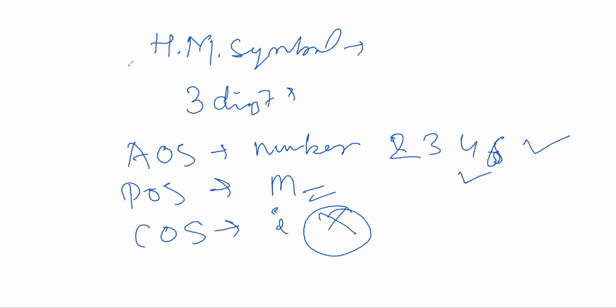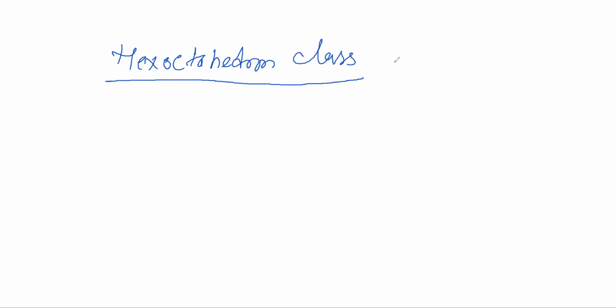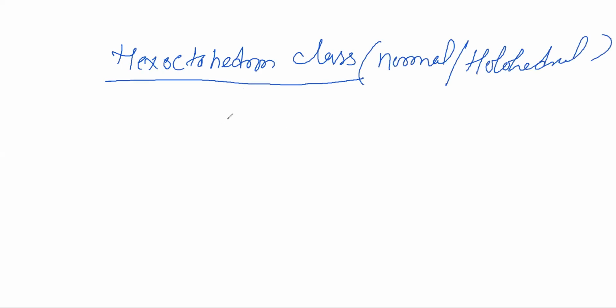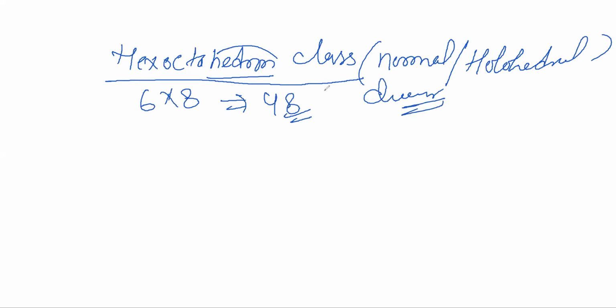Alright, so let's start. Let's say for the hexaoctahedron class, which is the normal class, or we say holohedral form of the cubic system. The name suggests hexaocta, that means 6 multiplied by 8. Hexa 6, octa 8, hedron the faces. It is bounded by how many faces? 48 faces. Our diamond itself crystallizes in this form.